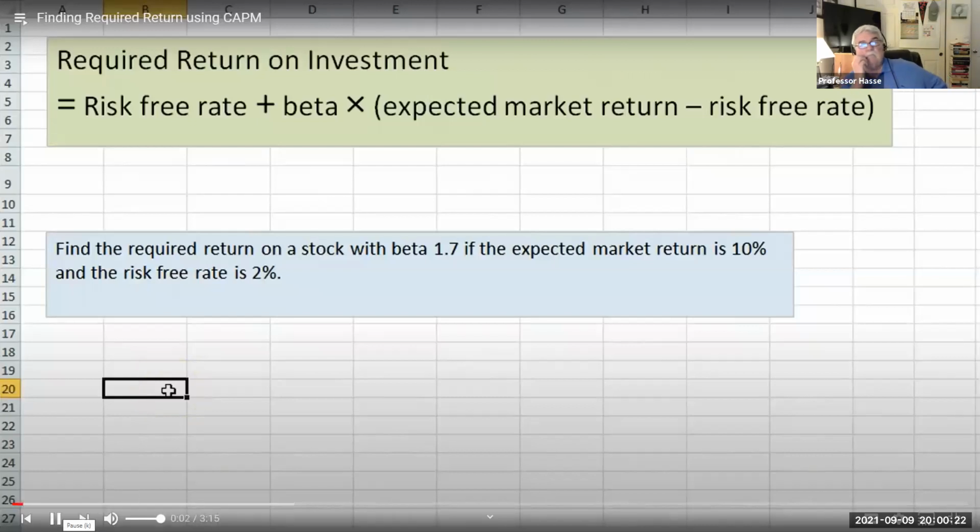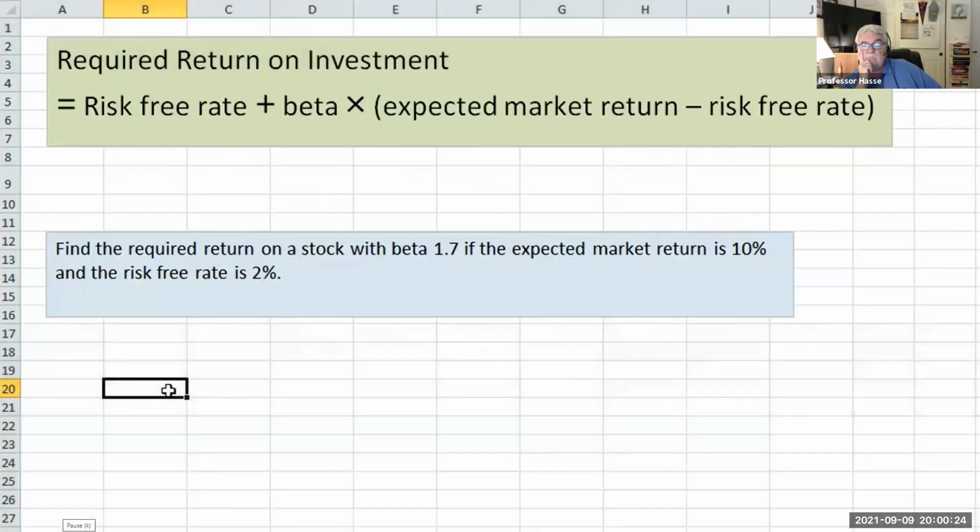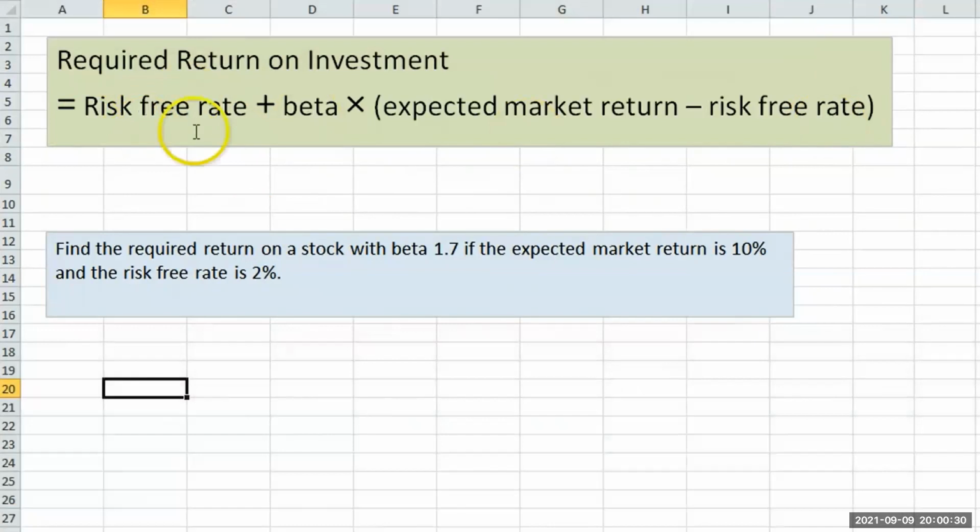I'm going to do an example using the CAPM model to find the required return on an investment. Different textbooks have lots of different notation for these things, so I wanted to write out the formula without any notation. The required return on an investment is equal to the risk-free rate plus the beta of the investment multiplied by the expected market return minus the risk-free rate. We have an example here. It's probably the best way to show how this is done. Find the required return on a stock with a beta of 1.7 if the expected market return is 10% and the risk-free rate is 2%.